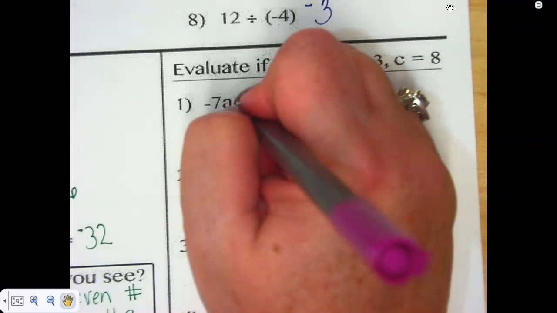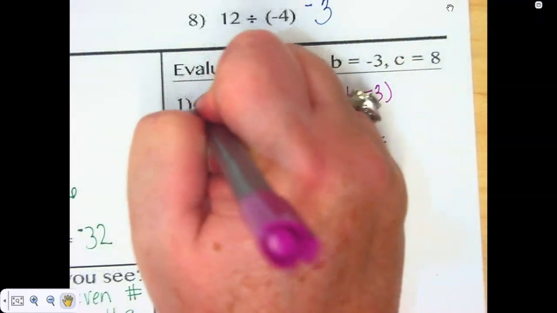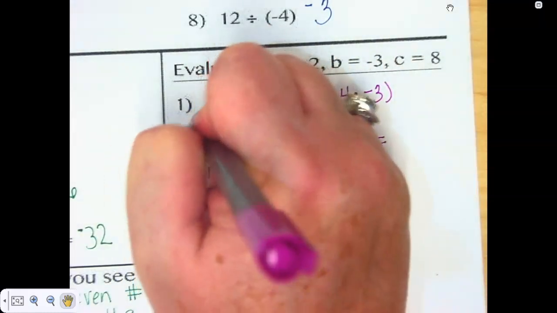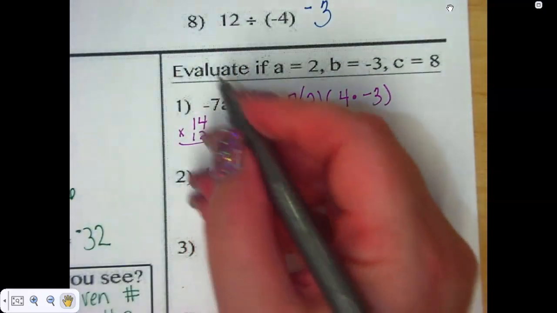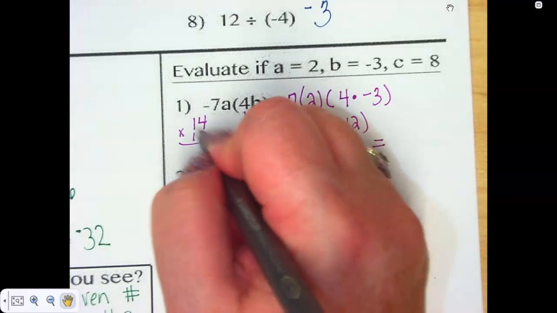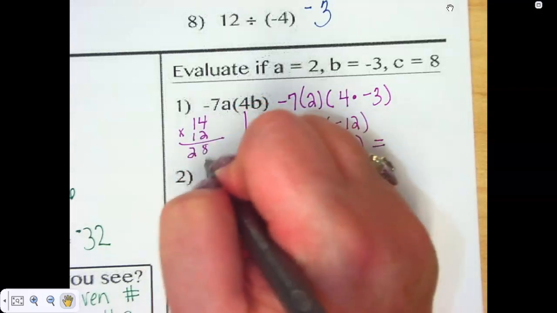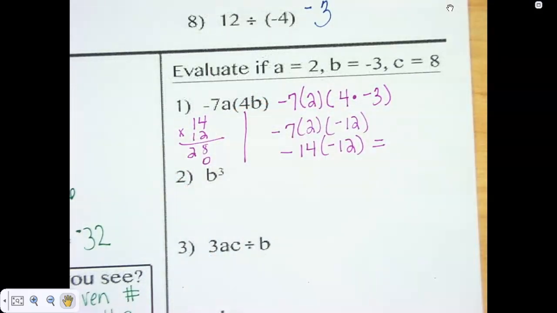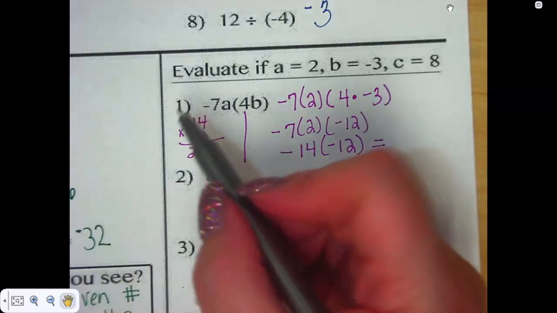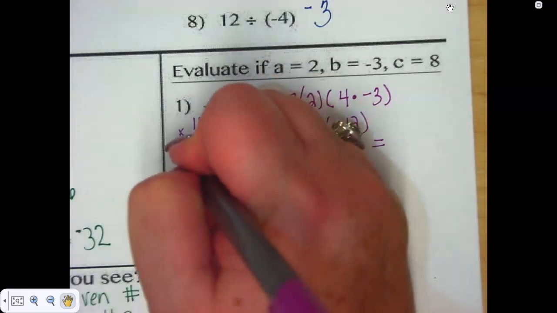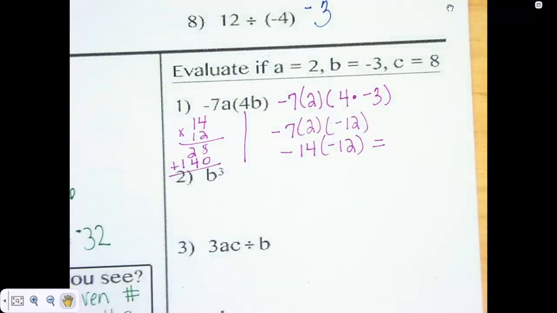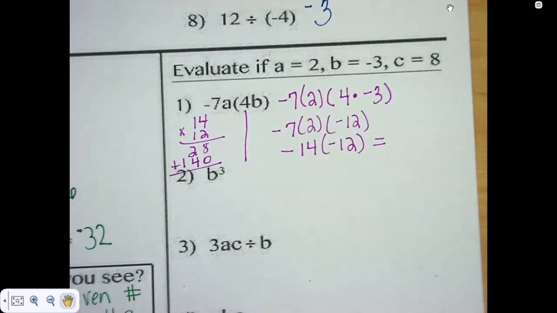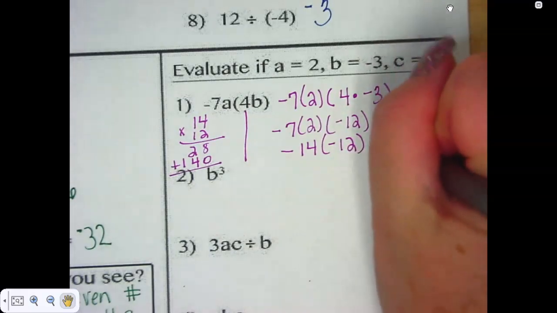So I'm going to have to do the standard algorithm. 14 times 12. 2 times 4 is 8. 2 times 1 is 2. 0 placeholder. 1 times 4 is 4. And 1 times 1 is 1. And then I add. And I get 168.